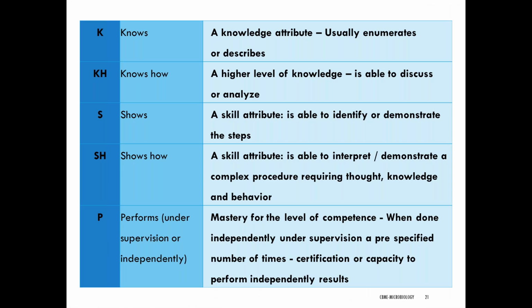And finally, we know about the different levels of Miller's pyramid. When we think that the student should know, it is a knowledge attribute. Usually we will expect them to enumerate something, describe something. Then we have knows how, which is a little higher level where the student may be able to analyze and maybe interpret some things. And shows is a skill attribute, again, to identify, demonstrate the steps. Shows how goes a little further and requires a little more complex behavior.